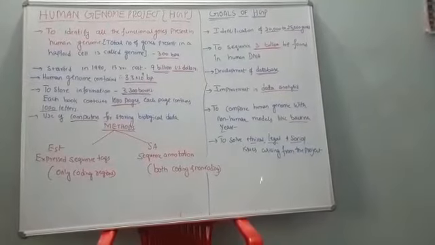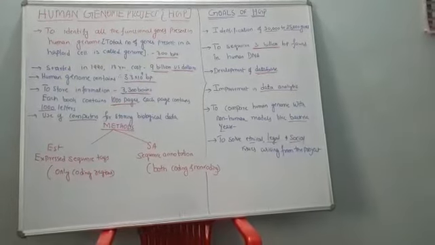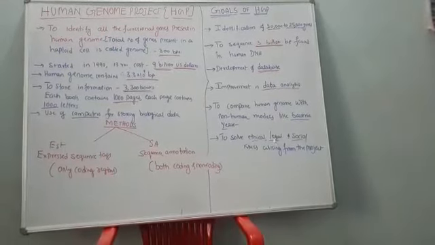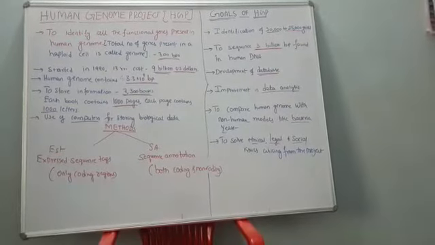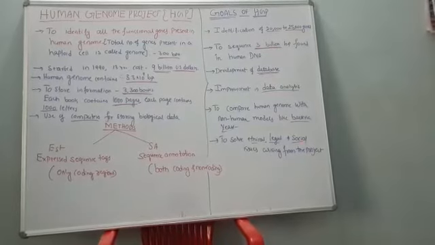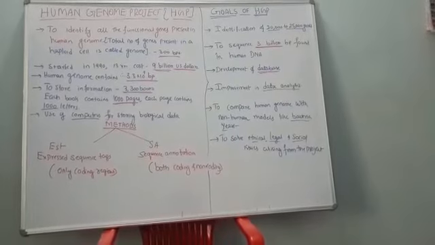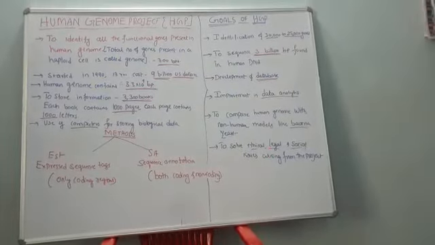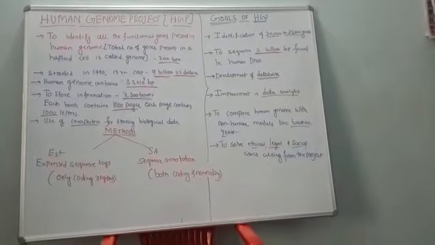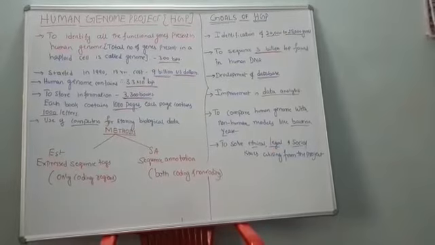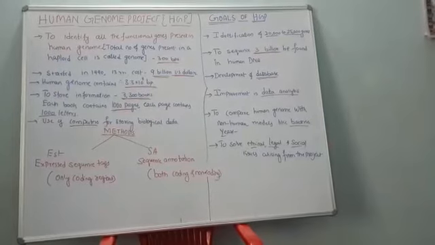Apart from that, the legal issue. The legal issue is connected with the law. Legal means it is linked with the law. And social issues as well. Thus ethical, legal, and social issues which are arising from the project, solving all of these was the main goal of the HGP, or Human Genome Project. These are the major goals of the Human Genome Project. This is a very important topic, goals of HGP. Remember these points. Okay, we will stop.